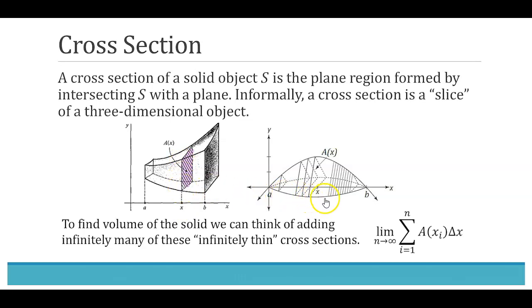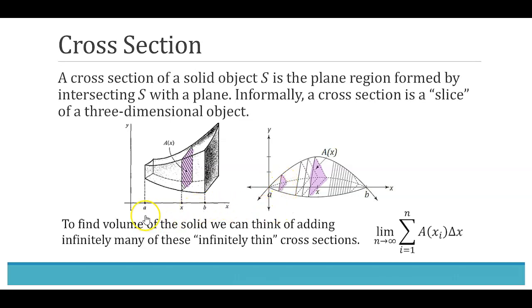Here I have a second solid, and this time the cross-section at this location x is a triangle instead. So we can see that the cross-section's area is going to vary based on the value of x chosen. So if I chose my x location over here, I still have a triangular cross-section, but the area is different.